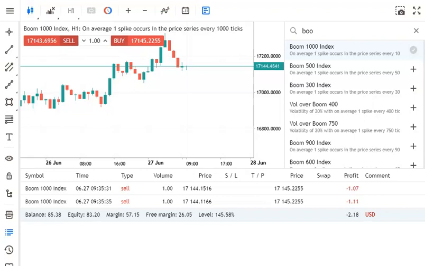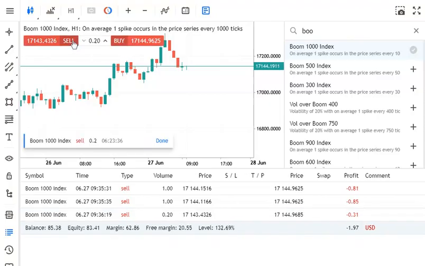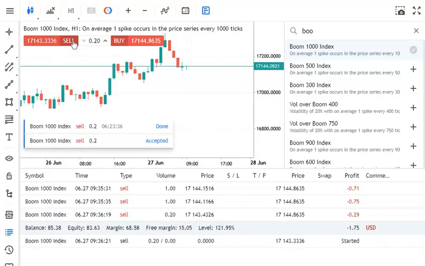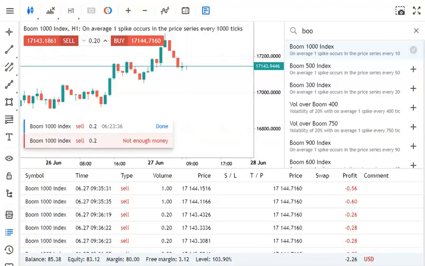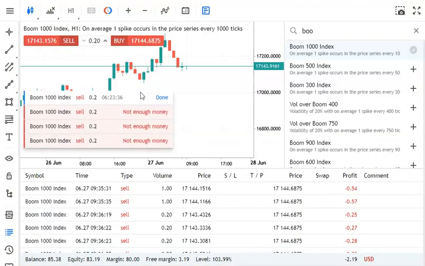This is the maximum for you. When you go beyond two lot size, it's going to tell you not enough money. I want to see how much more I can trade on this one, and I went very low, very low here.